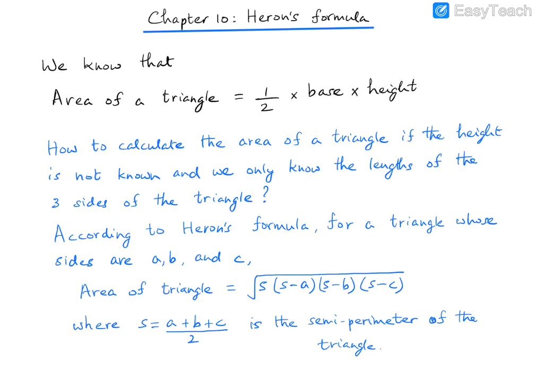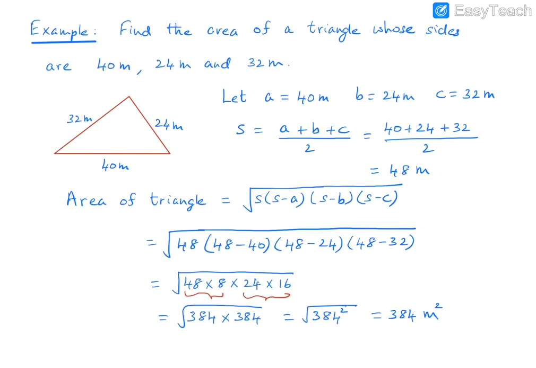So once we know a, b, and c, which are the sides of the triangle, we can calculate the semi-perimeter s, and then using s and the values of a, b, and c, we can calculate the area of the triangle as per this formula, which is called Heron's formula. So let's work out one example and see how we are able to get the area of this triangle.